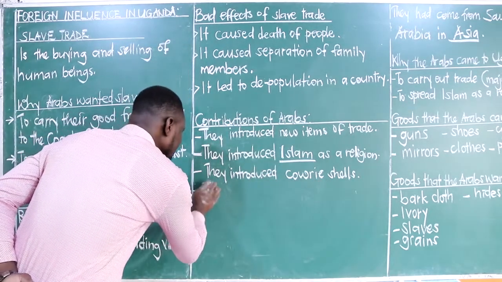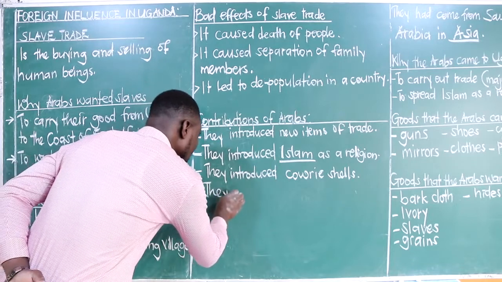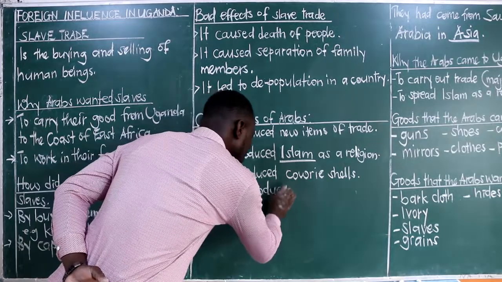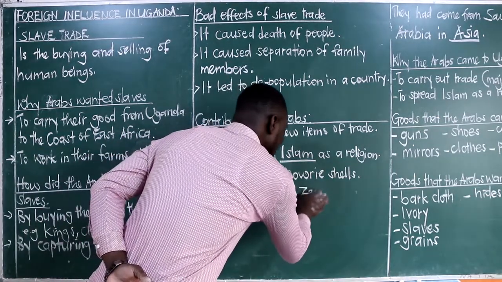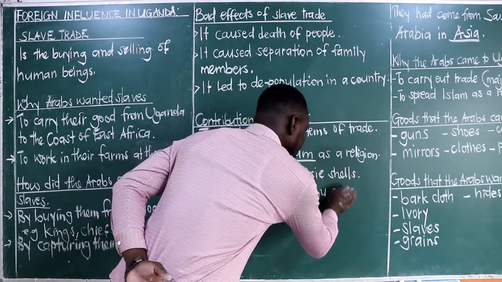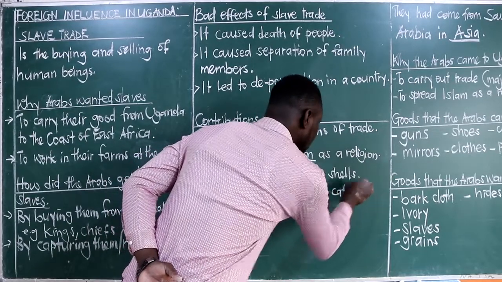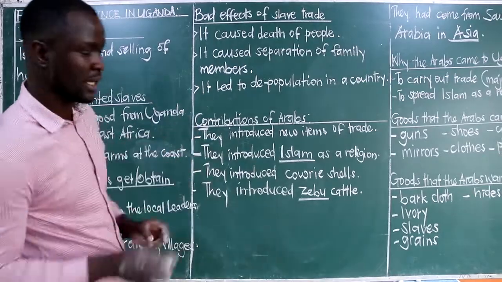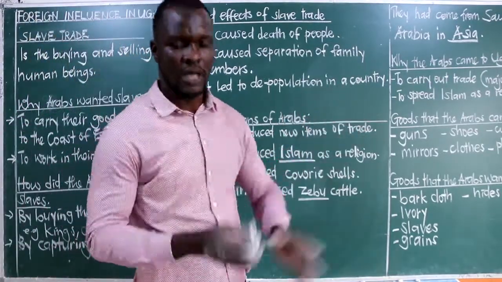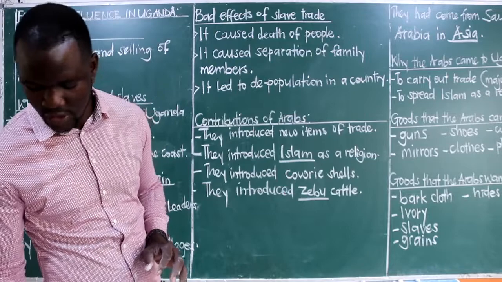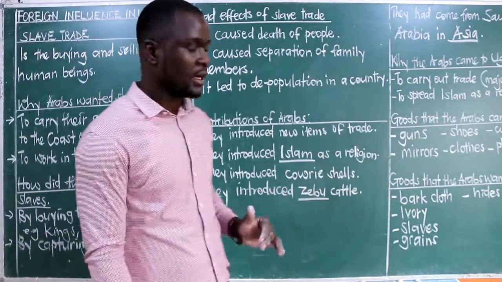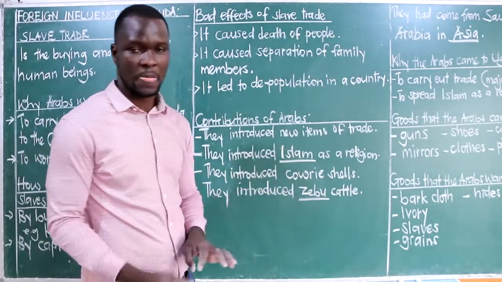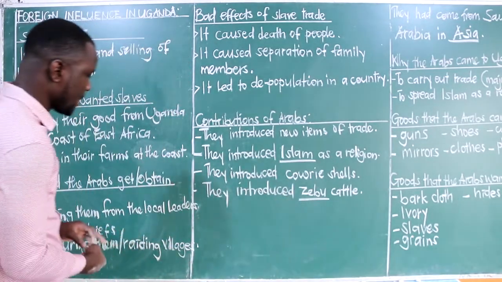Next is, these Arabs came with some cattle. We shall say they introduced the new breeds of cattle that we call Zebu cattle. They introduced the Zebu cattle in Uganda, the short-horned cattle, leave alone the other long-horned cattle that we were talking about when we were looking at the Bachwezi. These ones are the short-horned cattle, the ones we call the Zebu cattle. They were introduced by the Arabs.